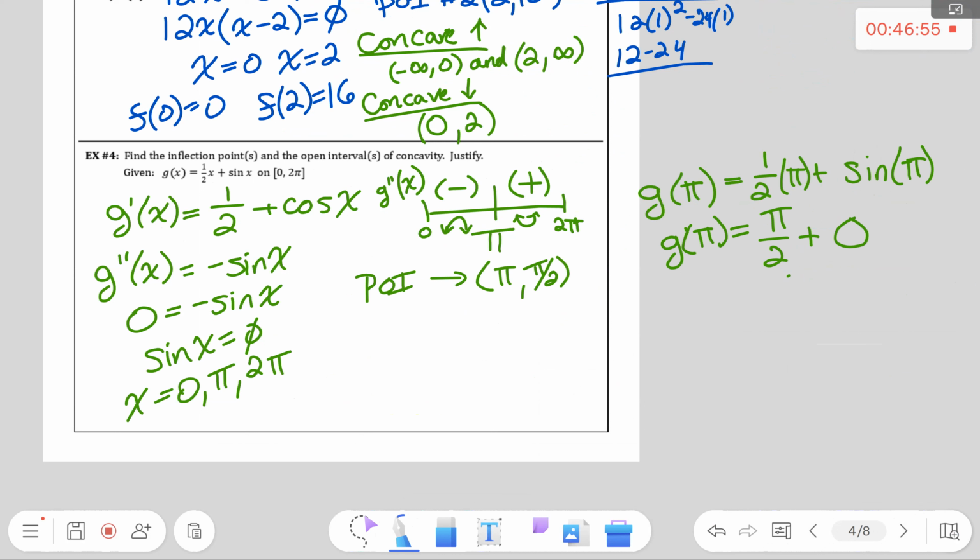Now we talked about earlier, why is 0 not a point of inflection? We didn't test for anything left of 0. Same thing, 2 pi isn't a point of inflection because we don't have anything to the right of 2 pi. And is that because it's in brackets? It's just the interval we're looking at. It doesn't have to be in brackets. It could be parentheses as well.